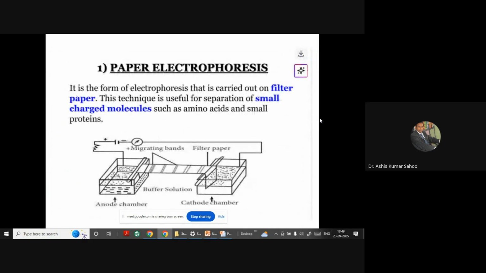So this is paper electrophoresis. You can see here the buffer solution in the anode chamber and cathode chamber, with buffer solution inside both chambers. This is the paper strip, connected to the electrodes, cathode and anode. Here the mixture is applied on the paper strip. It is a form of electrophoresis carried out on filter paper. This technique is useful for separation of small charged molecules such as amino acids and small proteins. So for a mixture of amino acids, we can use paper electrophoresis.